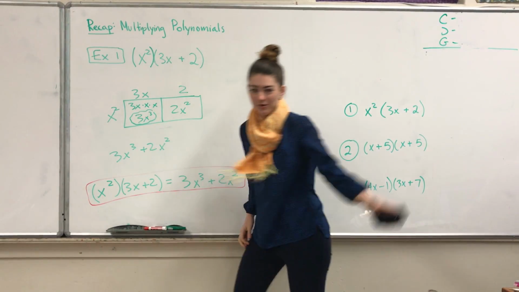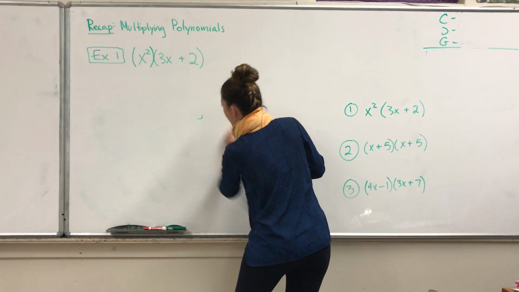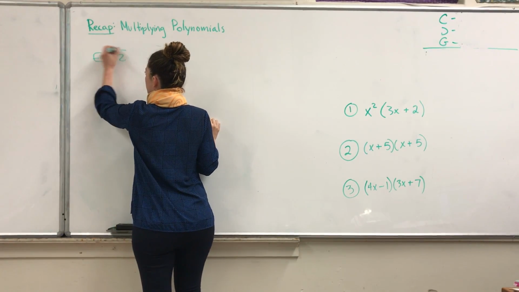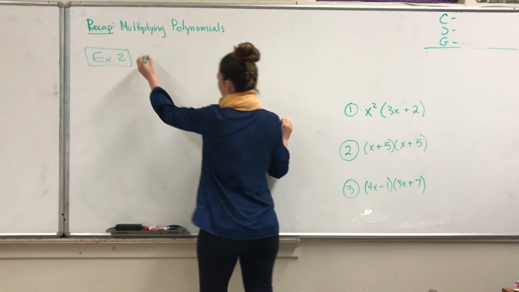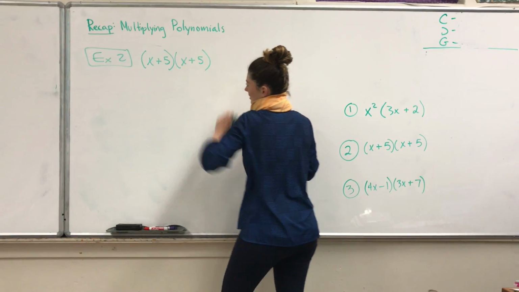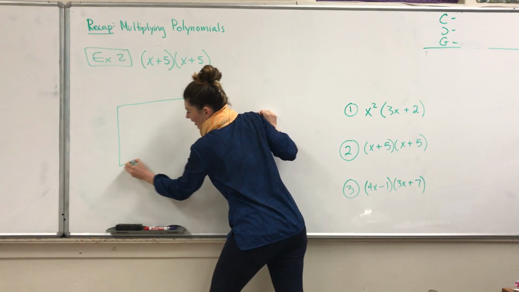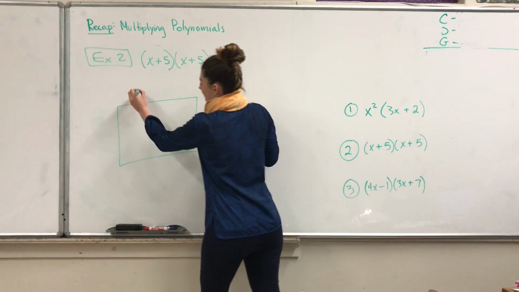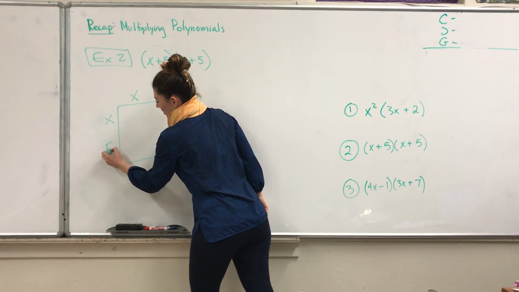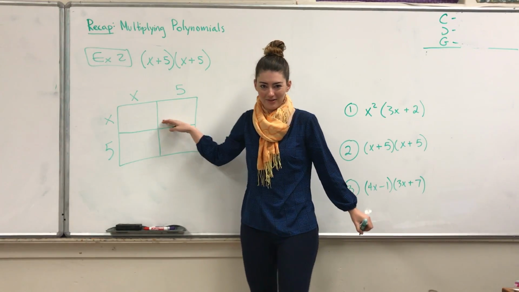All right, let's go through another example. Example 2, we're going to multiply x plus 5 times x plus 5. This is a binomial, this is a binomial, so this time my area model is going to be a little bigger. I need an x and a 5 here, and here I need an x and a 5 as well. So I'm going to make lines in between. Now I've got all these boxes to fill by multiplying.